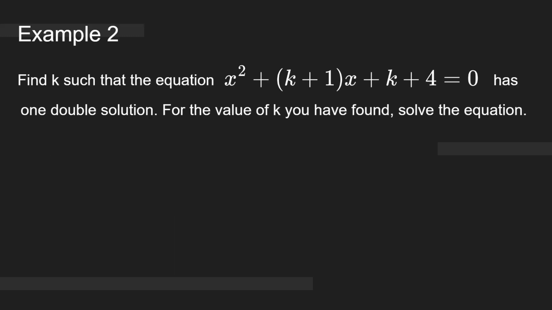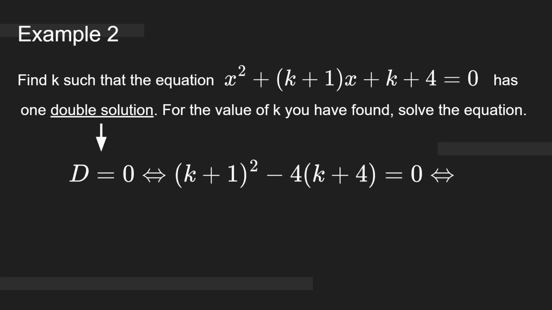Example 2. Find k such that the equation x squared plus (k plus 1)x plus (k plus 4) equals 0 has one double solution. For the value of k you have found, solve the equation. Let's look at all of our data. We want our given equation to have one double solution. That means that the discriminant must be 0.